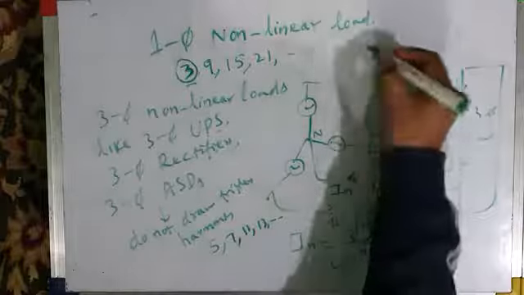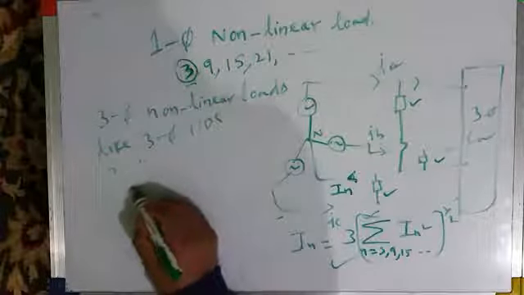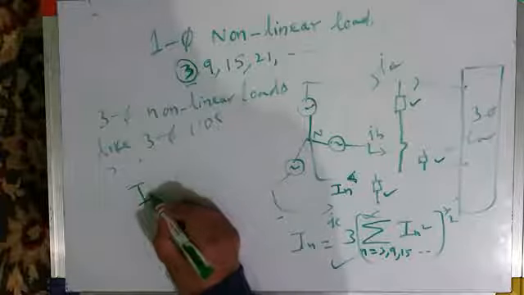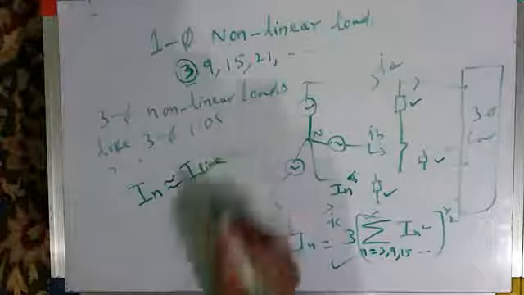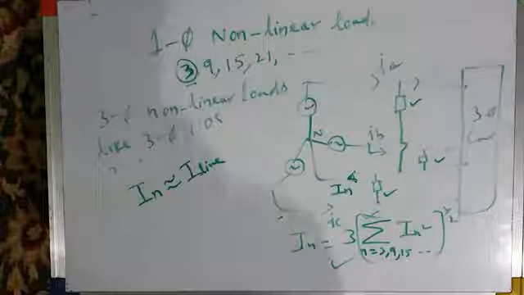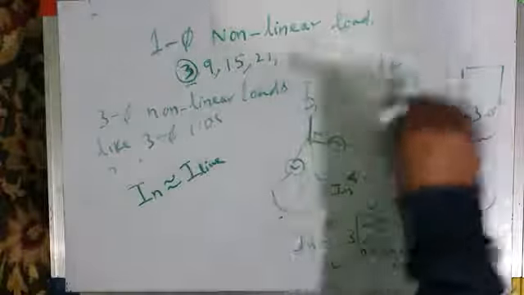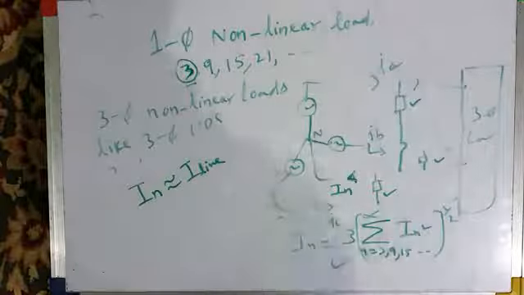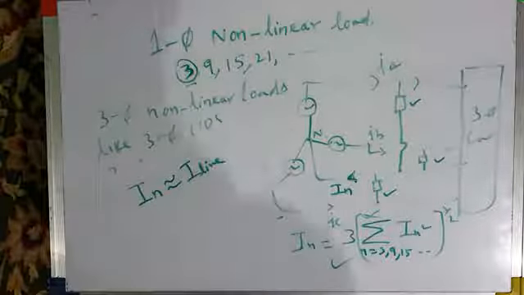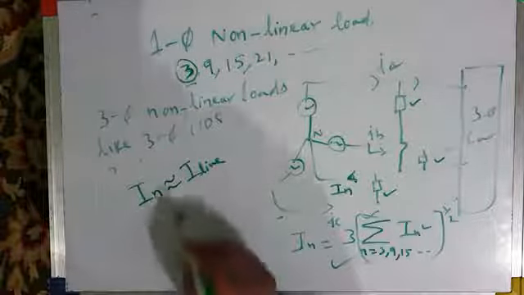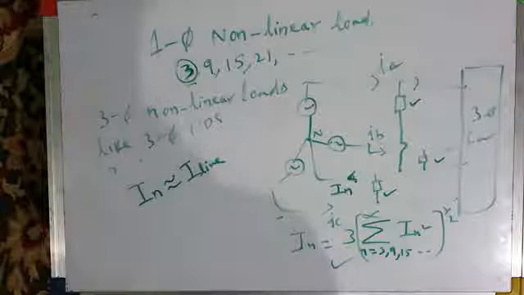And just a few moments back, I had written that this neutral current is very nearly equal to line current. That means if line current is 100 amperes in all the three lines, which comprises the fundamental component and all harmonics, the neutral current is also nearly equal to the line current. That means neutral current will also be nearly equal to 100 amperes.